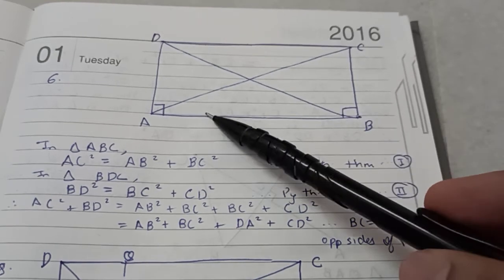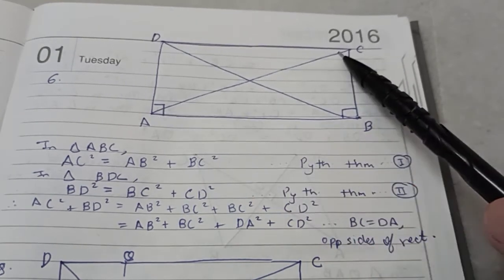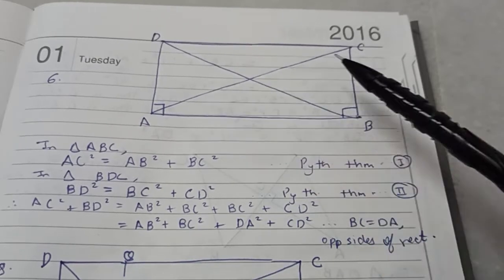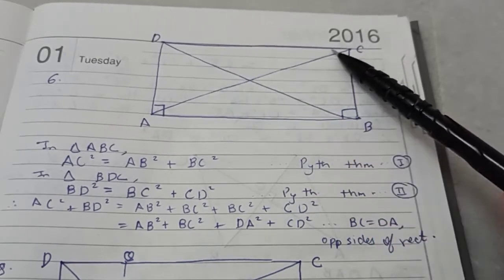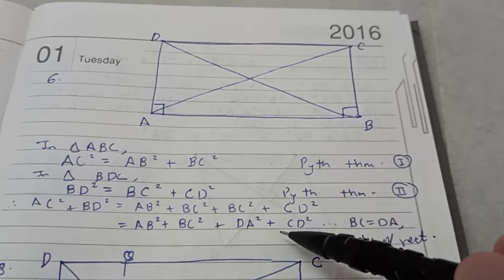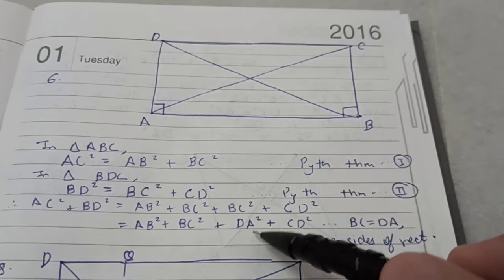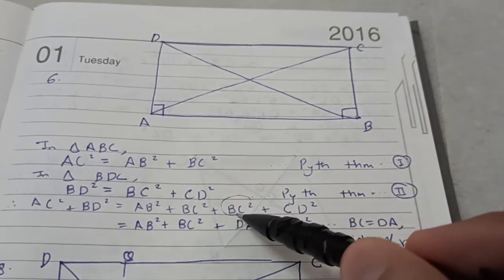Now there are many ways to solve this. I am taking triangles ABC and BDC. But when I add these two equations, I don't exactly get the RHS asked, because I'm getting a BC squared here.